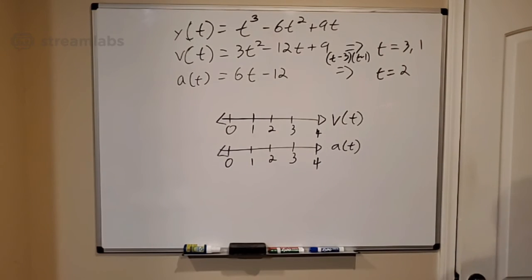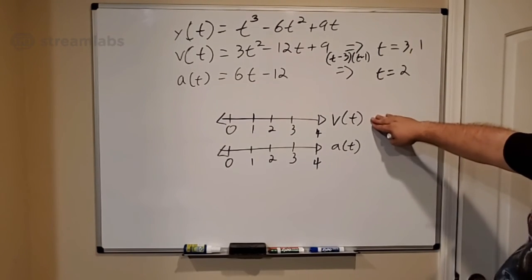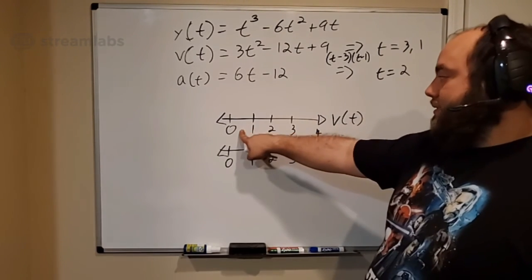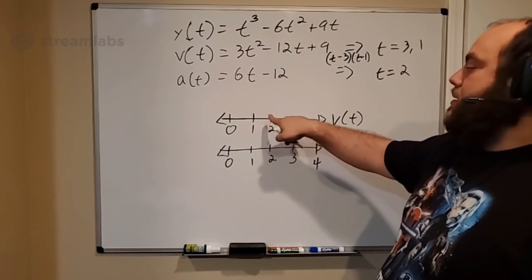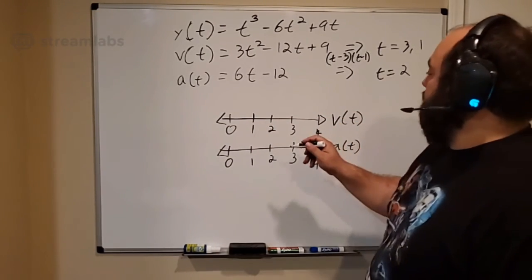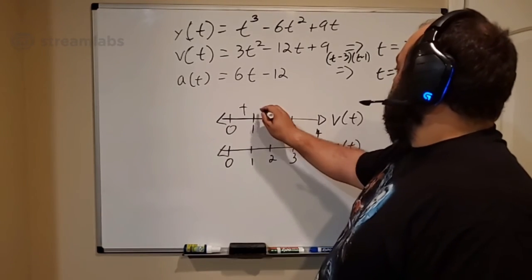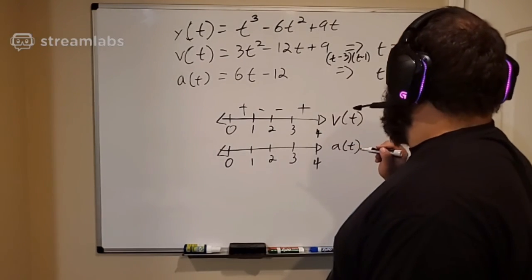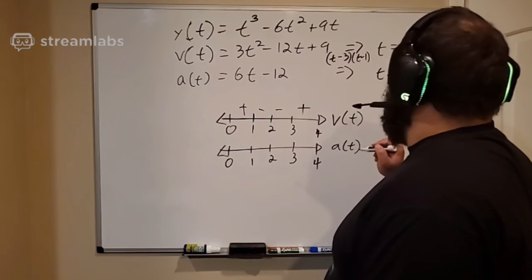So I always start with my top function, in my case, the velocity function. So if I plug a number in between 0 and 1, is it positive? In between 1 and 2, is it positive or negative? 2 and 3, etc. So it should be positive, negative, negative, positive. Then your acceleration should be even easier. Should be negative, negative, positive, positive.